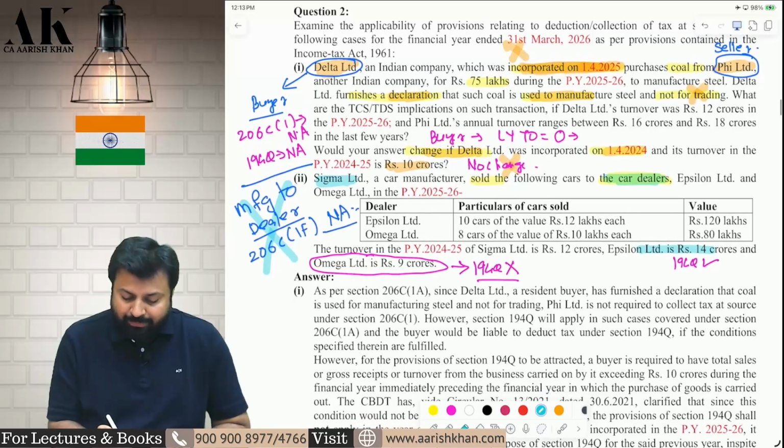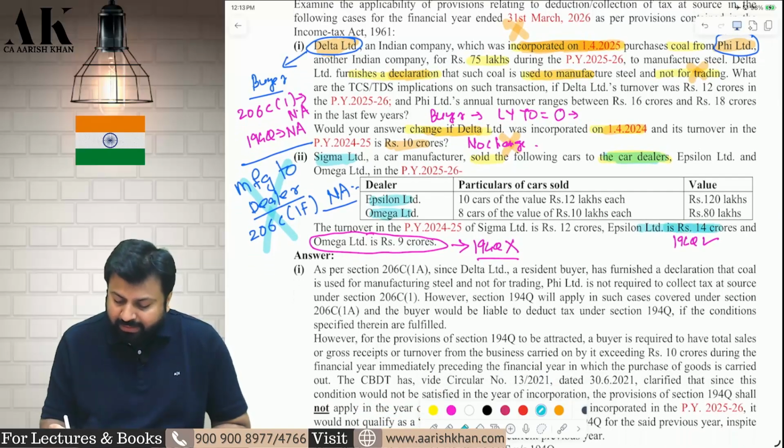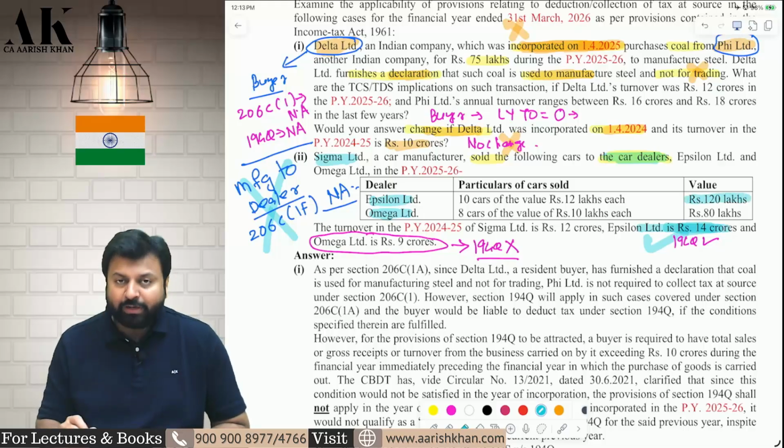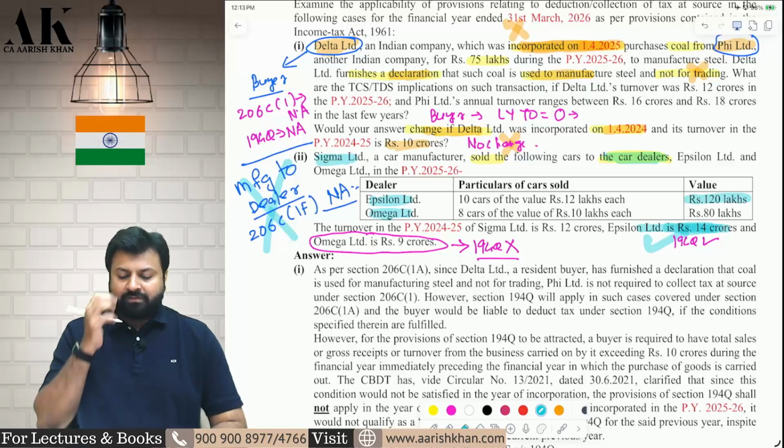So in this case, who is the buyer? The buyer is Epsilon and Omega. Now, Epsilon's last year turnover is 14 crore. Therefore, Epsilon will be liable to deduct TDS of what? Epsilon's last year turnover is 14 crore and Epsilon is buying cars of how much? 120 lakh. Therefore, on 70 lakh rupees, Epsilon will deduct TDS at the rate of 0.1%.